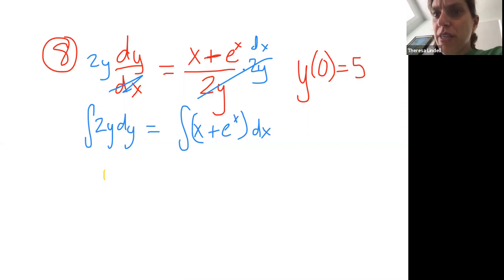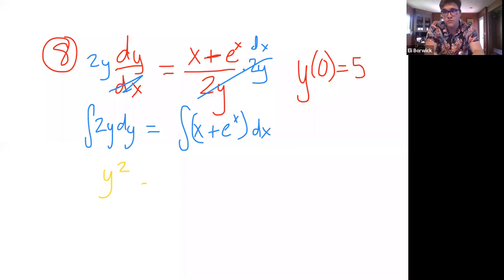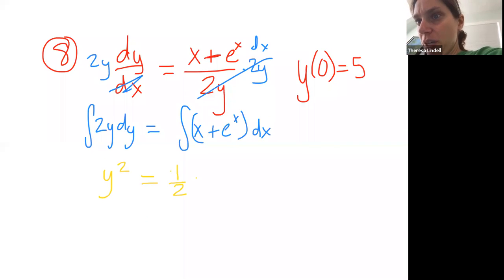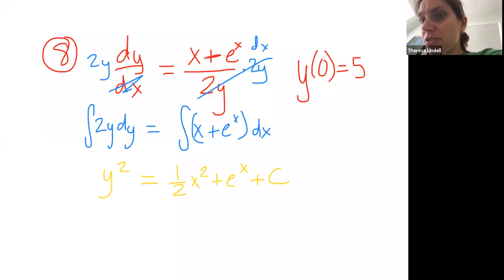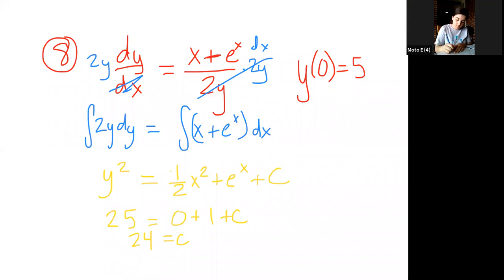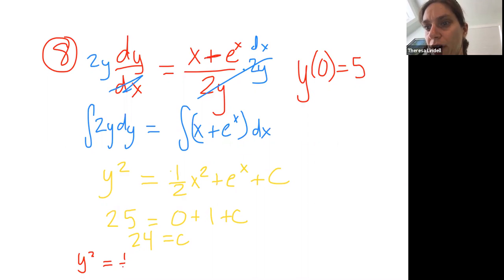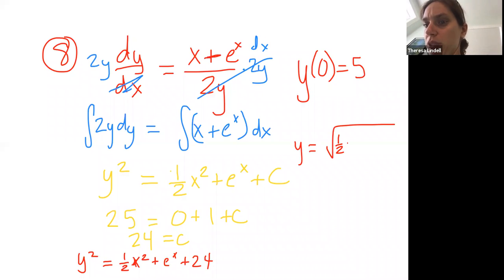So backwards from 2y, did you guys get y squared? Mhm. And backwards from x plus e to the x, did you guys get 1/2 x squared plus e to the x plus c? Sweet. And then you plug in your 0 and 5, so you get 25 equals 0 plus 1, right? So e to the 0 is 1, plus c. So c equals 24. And then your final answer, you can have y squared equals 1/2 x squared plus e to the x plus 24. Or you can square root both sides and you can have y equals square root of 1/2 x squared plus e to the x plus 24. But you do just have to leave it ugly like that. But I would take either one.